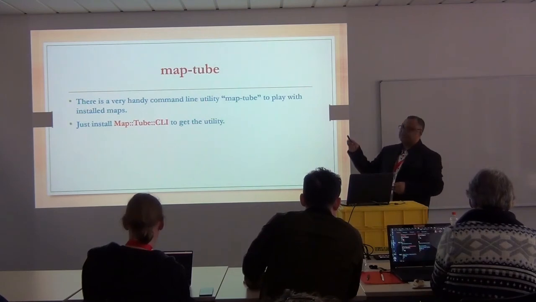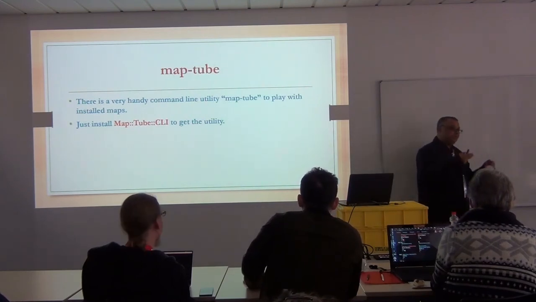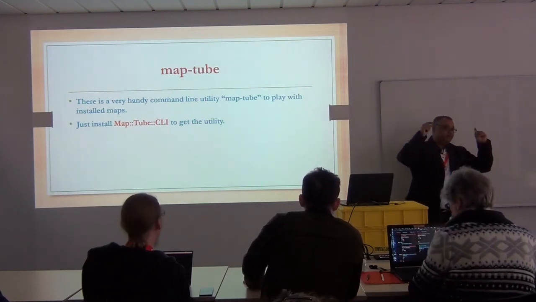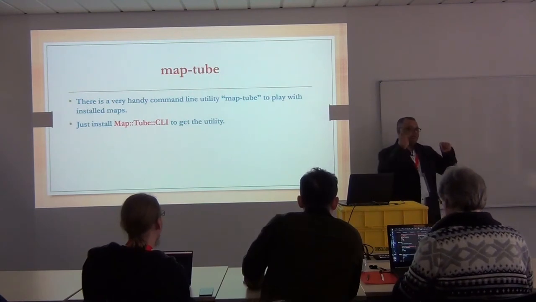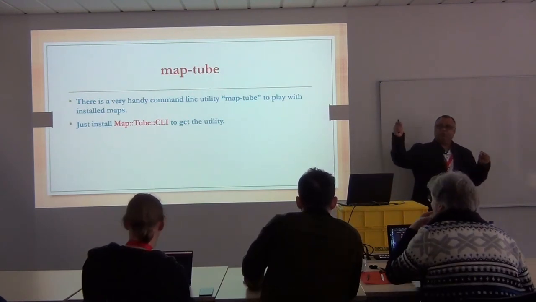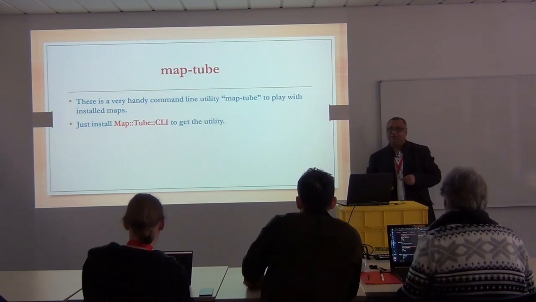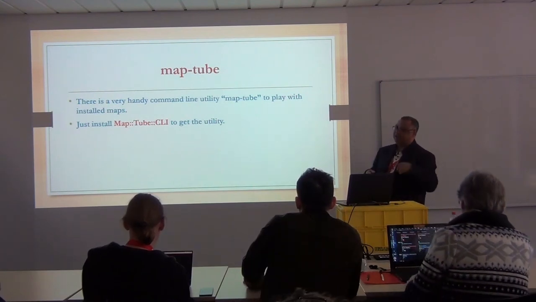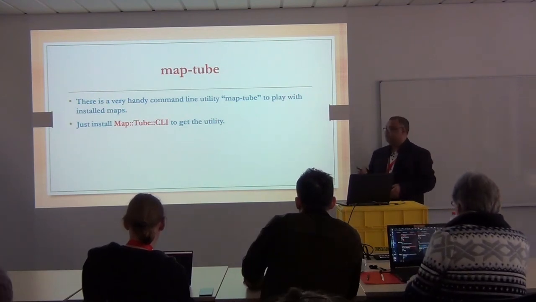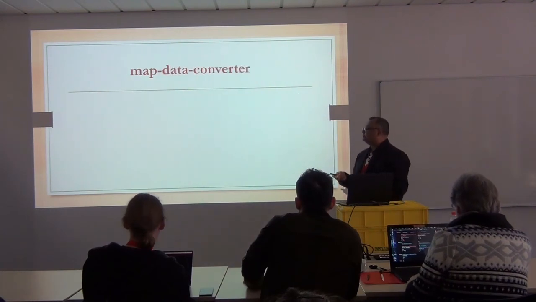And using this CLI, I can even generate images as well. So I say, map is London, give me all the images of the map I can create. I can give a line image as well. So I use this utility to create the map.